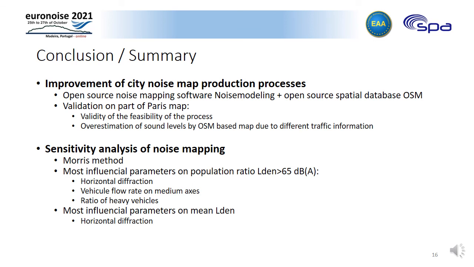The second aspect dealt with the relative influence of input data on noise mapping results. The Morris method we used showed that horizontal diffraction is the most influential parameter for both the estimate of the population ratio exposed to more than 65 dBA and the mean L-den, and that the vehicle flow rate on the medium axis and the ratio of heavy vehicles are also influential in the case of exposed population.